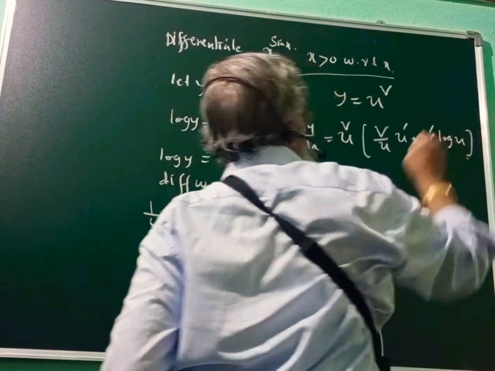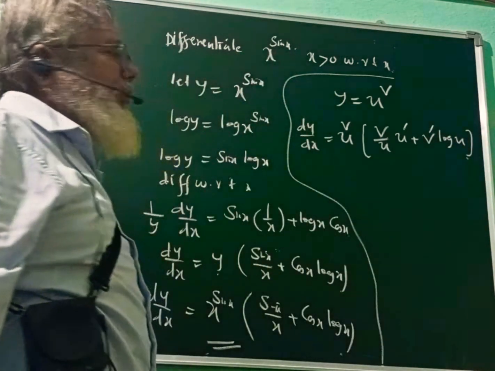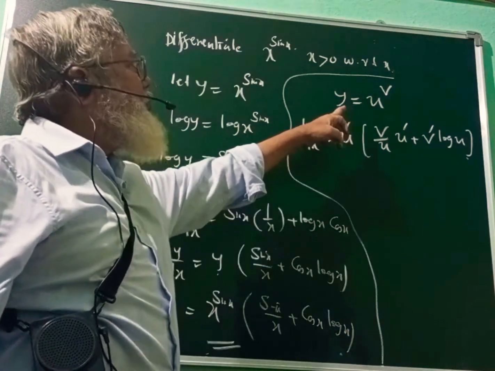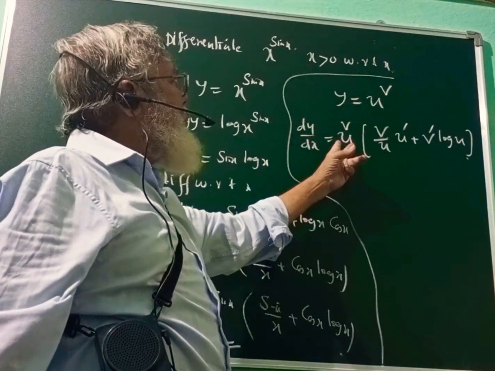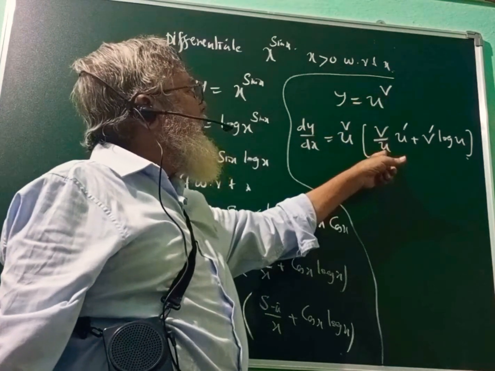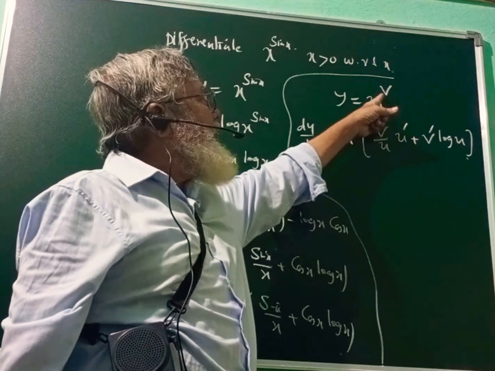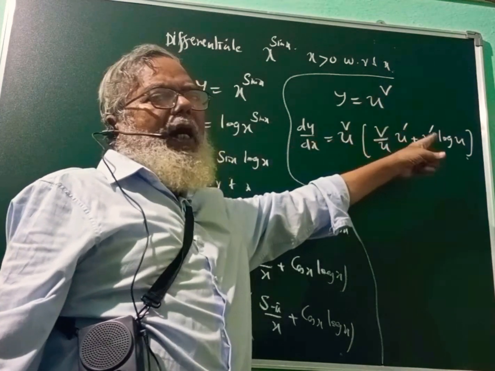Look here how it is. Log of u. Dash means differentiation, we know it already. U raised to v is there. Directly we write down here v by u, derivative of u, plus derivative of power into log of u.